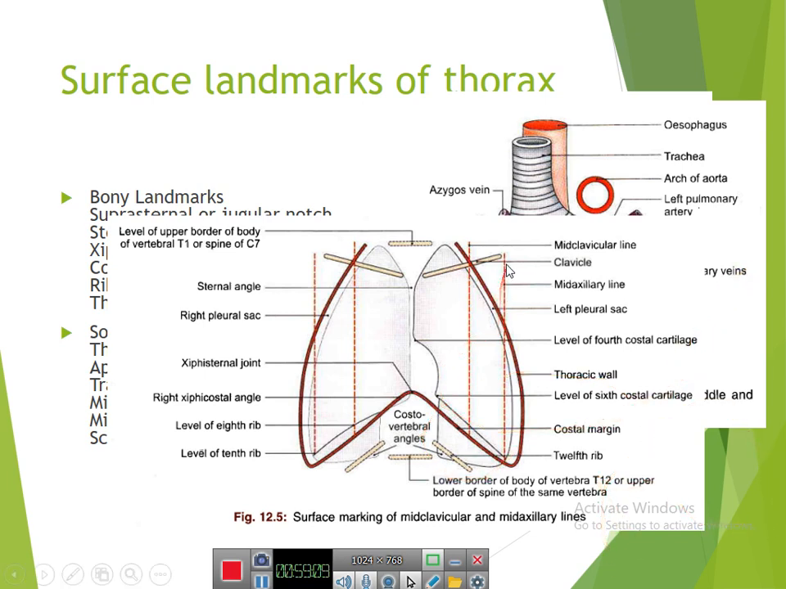Mid-axillary is another line of the thorax. The mid-axillary line passes vertically between the two folds of the axilla. And the scapular line, in the posterior aspect of the thorax, passes vertically along the inferior angle of the scapula.